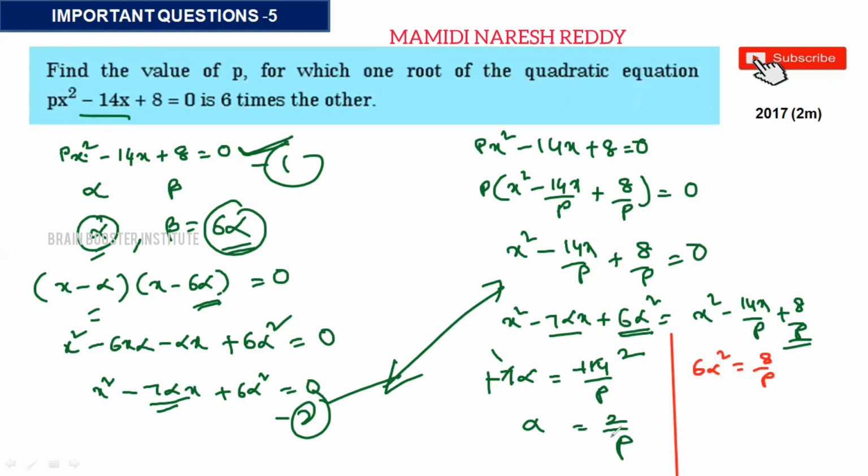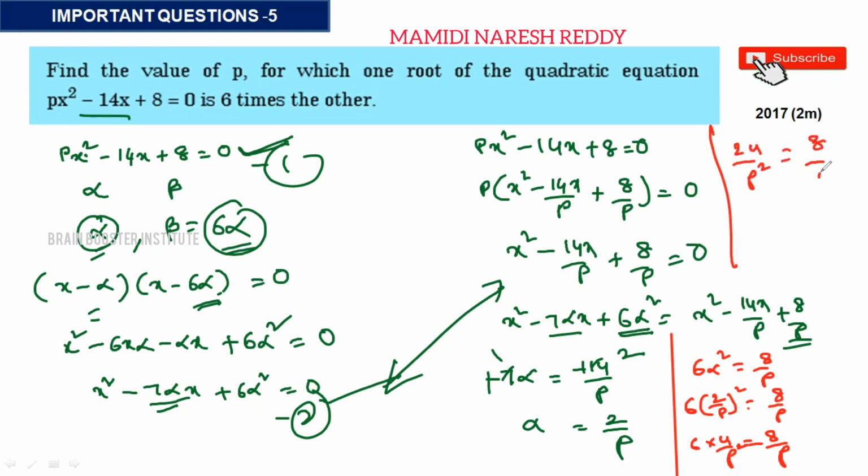Alpha value, please substitute here, which is 2 by p. So 6 of (2 by p) whole square is equal to 8 by p. Now 6 of (2 by p) whole square is nothing but 6 into 4 by p square and 8 by p. Got it? Now here I'm writing, my friends. So 6 fours are 24 by p square is equal to 8 by p.